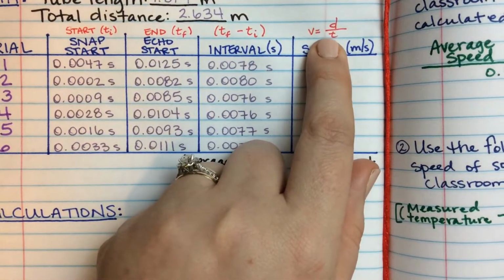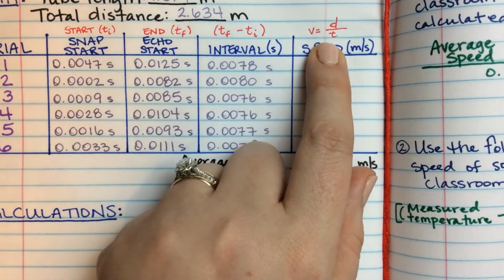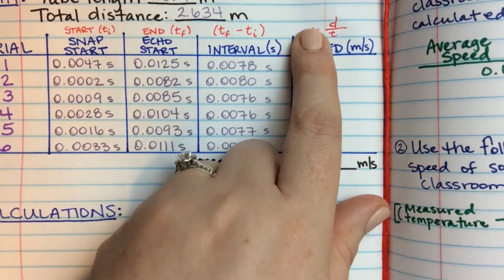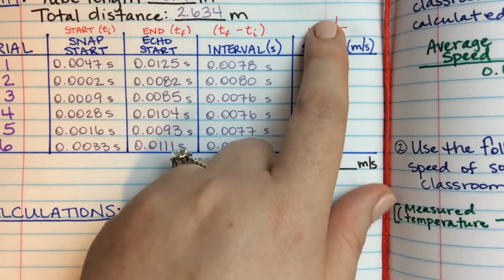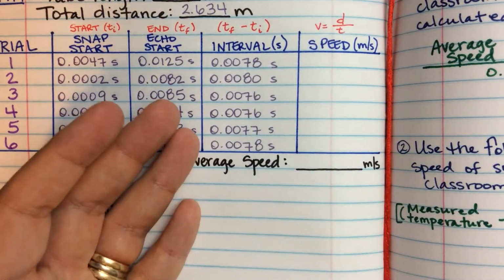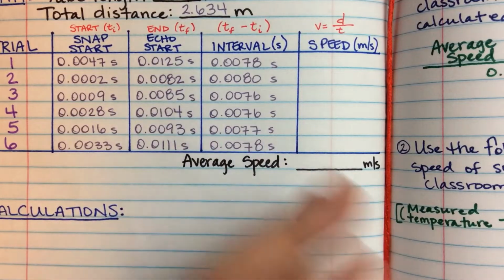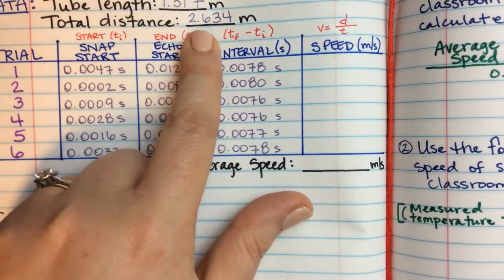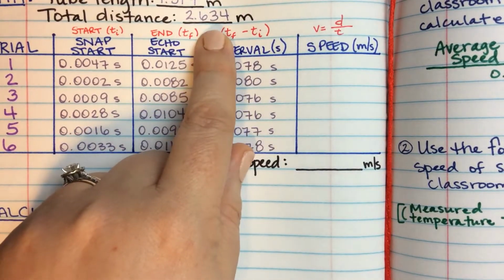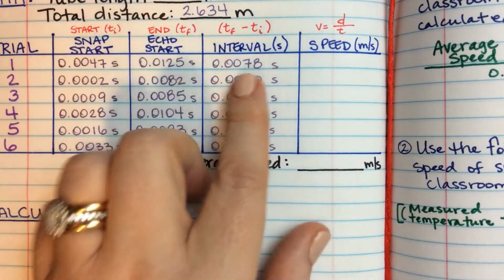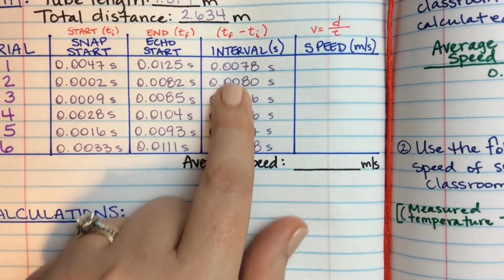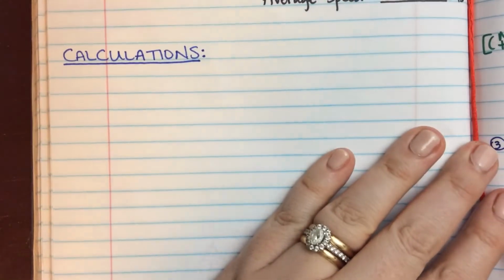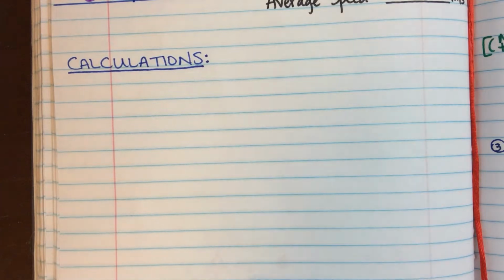And you can see that I've written in here V equals D over T. This goes all the way back to the very beginning of the year. So velocity is distance over time, or displacement over time. How far did the thing travel divided by how long did it take? So in this case, our D is going to be this total distance every single time. So we're always going to start with that. Our T is going to be whatever the interval is for each trial. So I do want you to show your work.